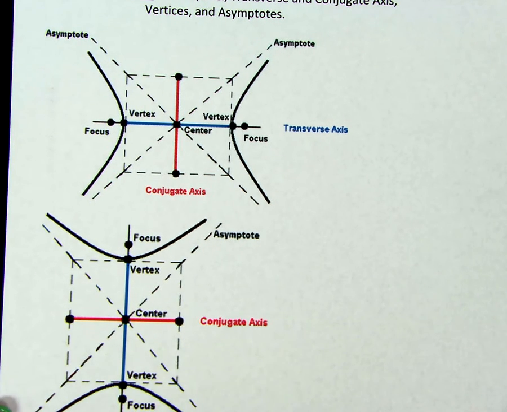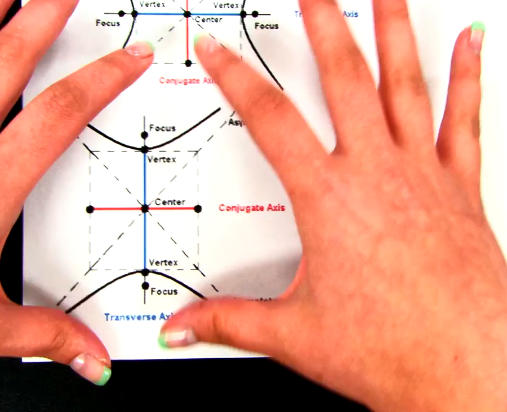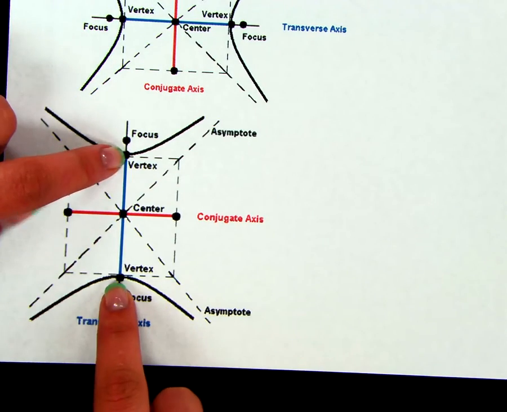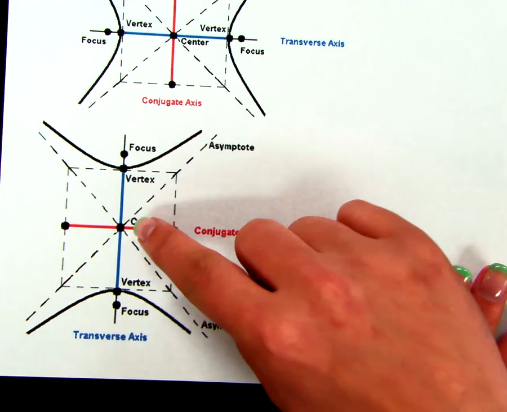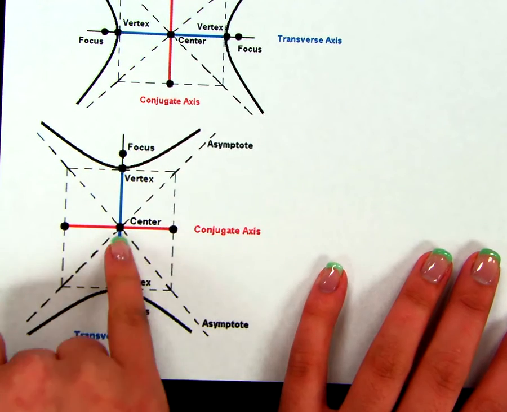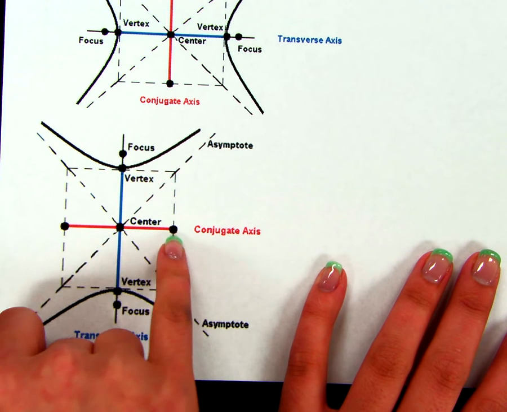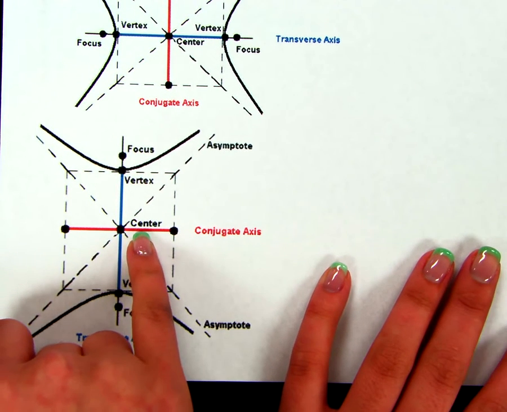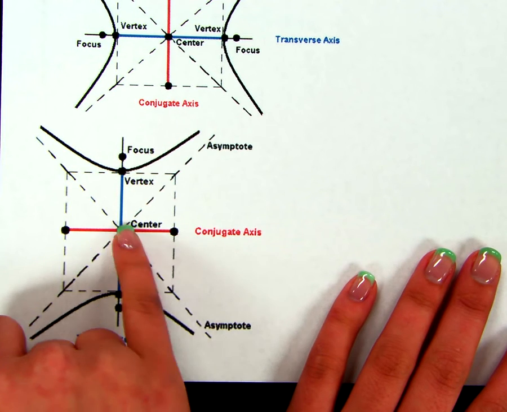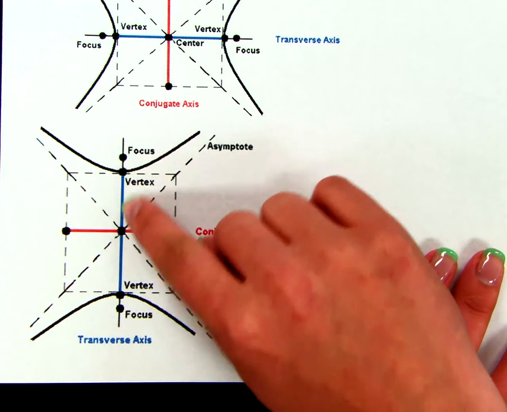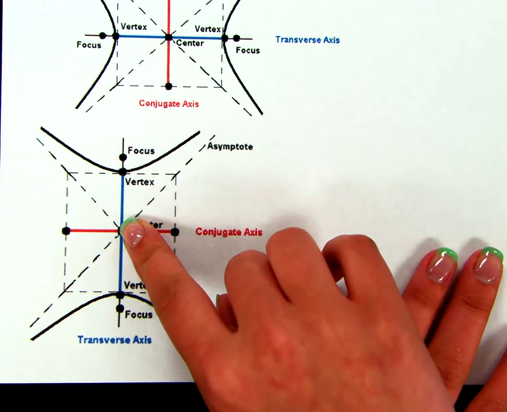The vertical one is just opening up and down instead of left and right, but all the parts are the same. We still have the vertices, and the distance from the center to the vertex is still our A value. This conjugate axis is still our B value. The idea is similar to the co-vertices on an ellipse. And the distance from the center to the focus is still the C value.